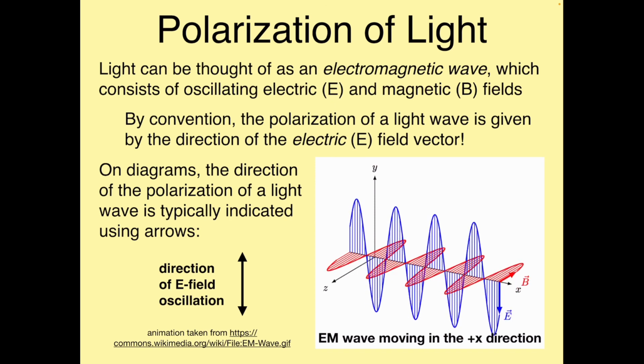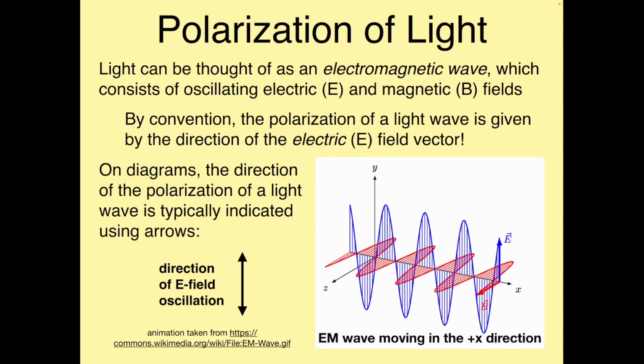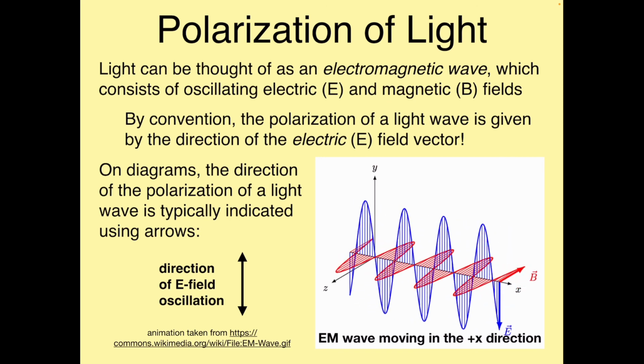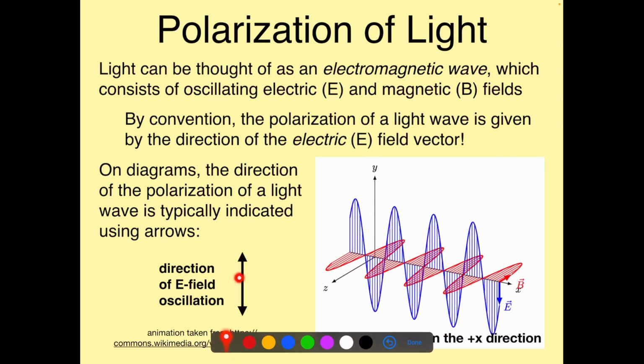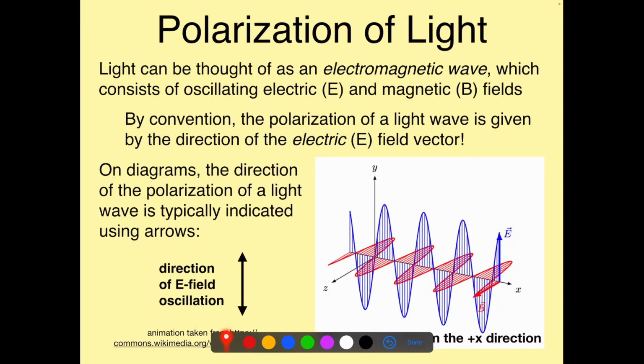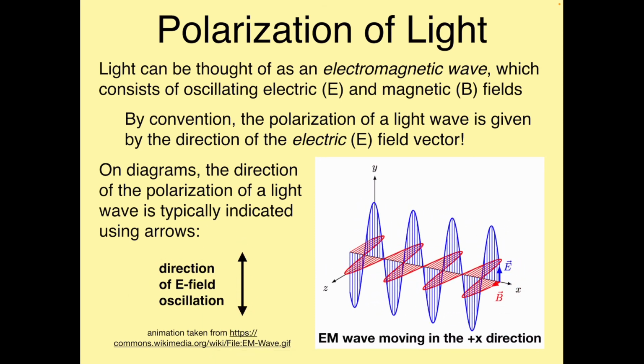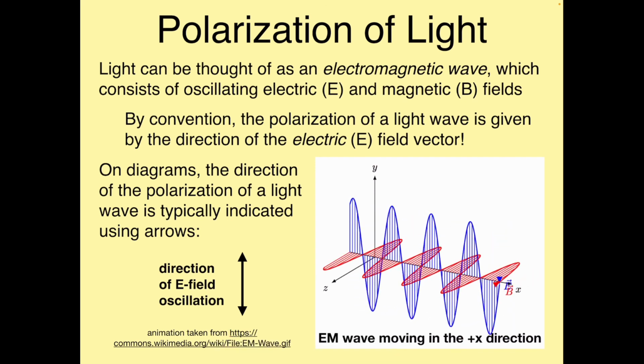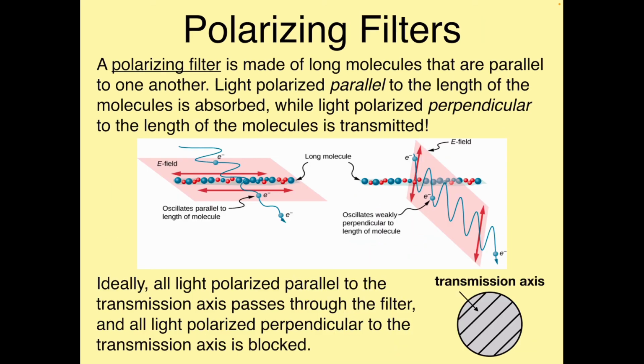Now, on a diagram, we will indicate the direction of the polarization of a light wave using an arrow. So this up-down arrow is telling us that the E field is oscillating up and down in this direction. That's how we indicate the direction of polarization on the diagram. Okay, so how do polarizing filters work when it comes to light waves? How do we build a filter that only lets light with certain polarizations go through and blocks other polarizations?